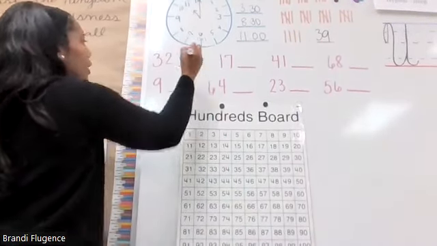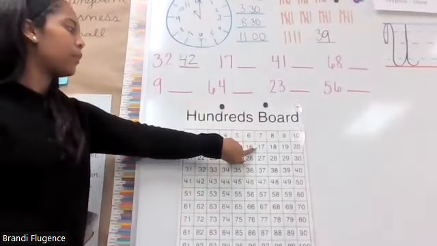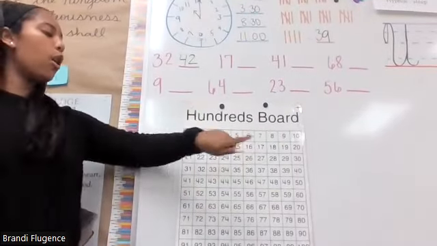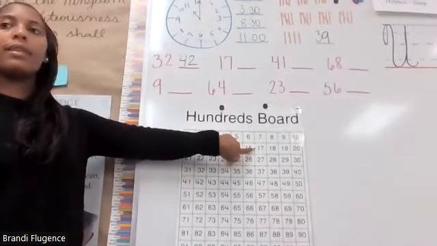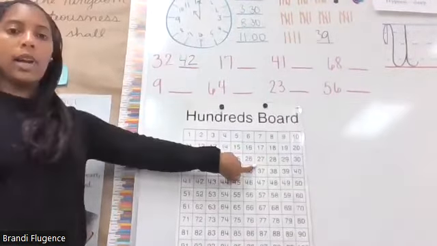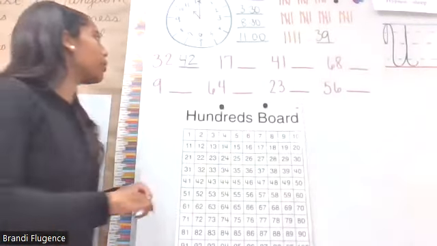32, 42. Let's look at 17. Let's figure out what's 10 more than 17. What will be 10 more than 17? 27. Go down 10, it'll be 27.